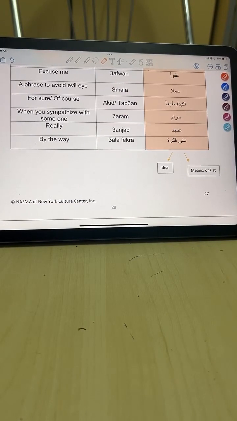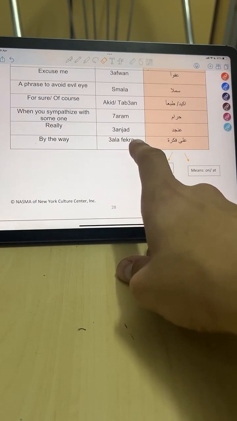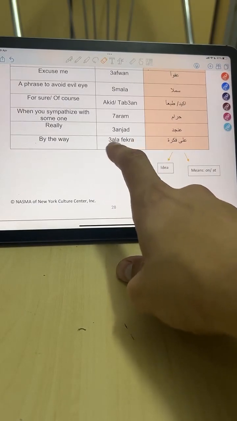Anjad means really, ala fikra means by the way. Ala, it means on, fikra, idea, on idea, basically, by the way.